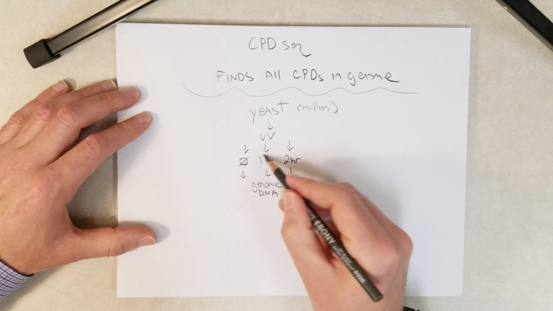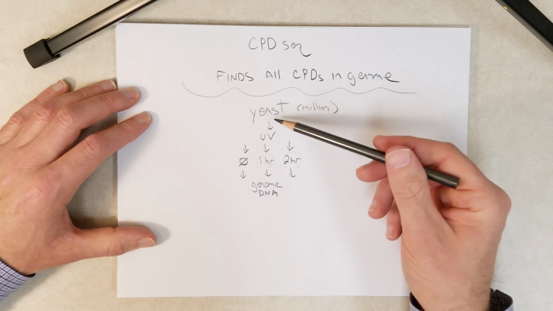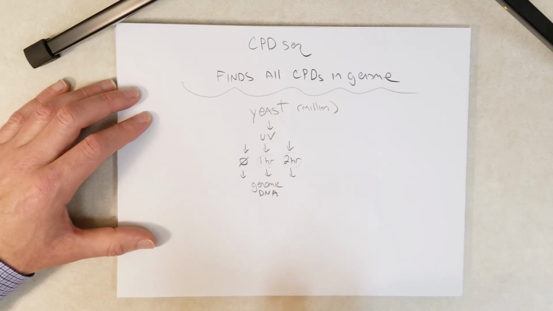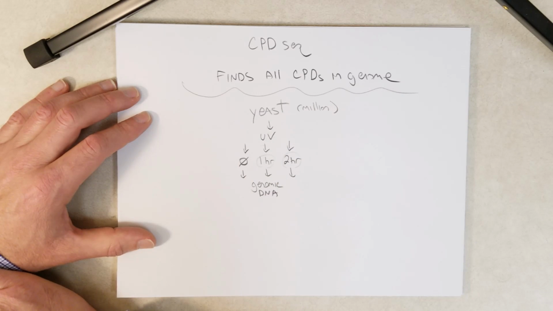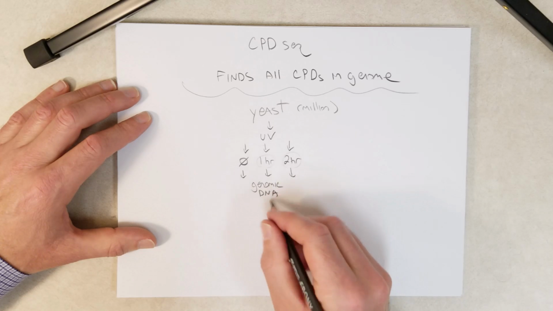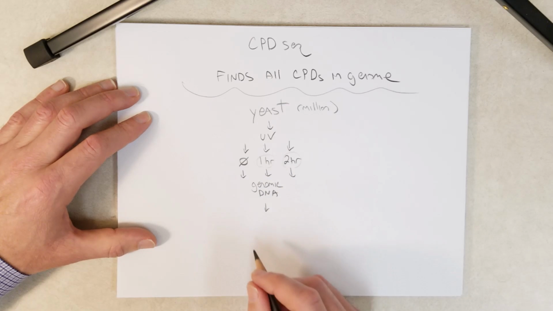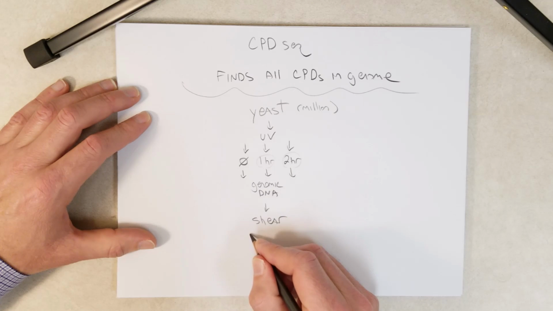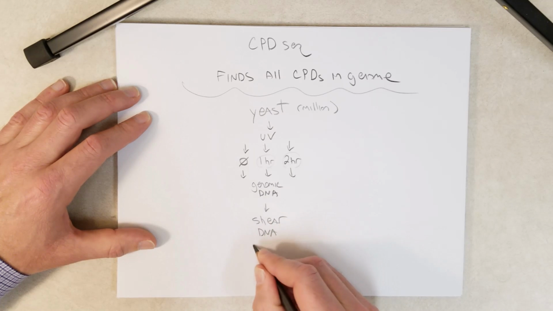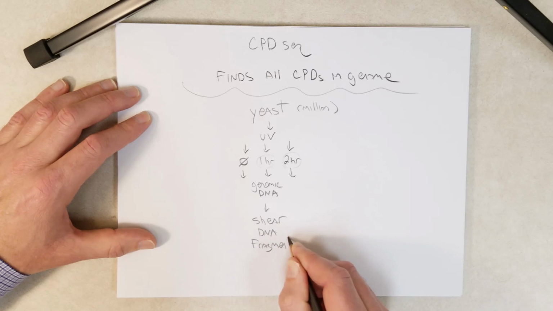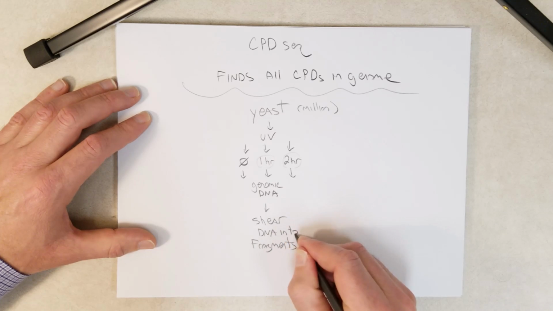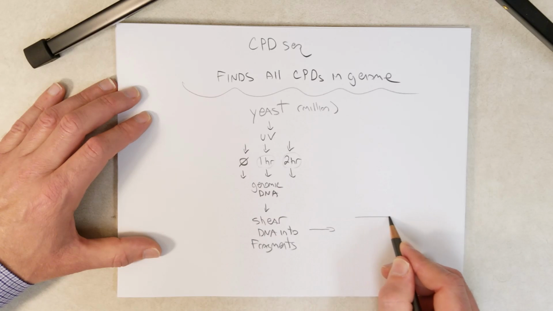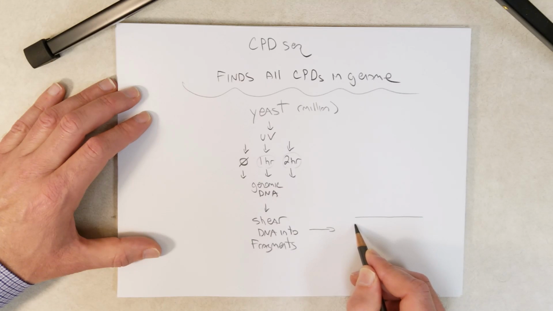So by waiting for 1 hour or 2 hours, we've given the yeast cells a certain amount of time to try and fix any CPDs that formed as a result of exposure to UV light. So once we have the genomic DNA for each of our samples, we would shear the DNA into fragments. Not share DNA fragments, shear DNA into fragments. And let's say those fragments are all about 500 base pairs to 1,000 base pairs long.